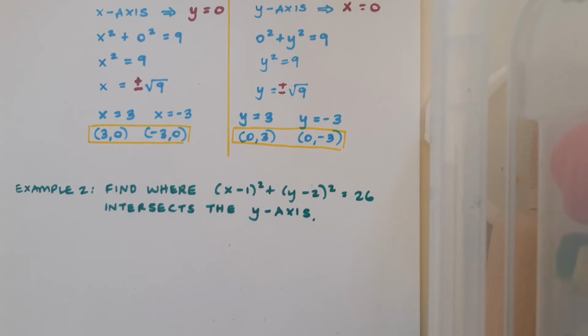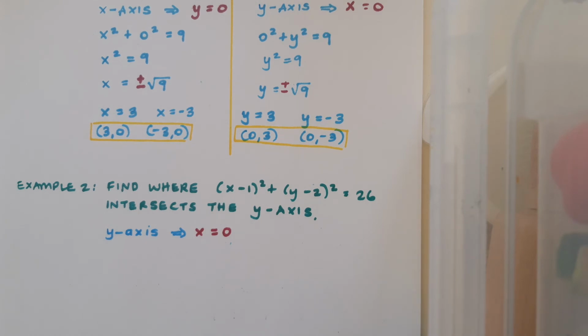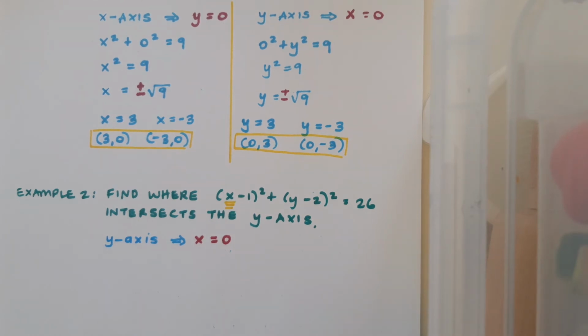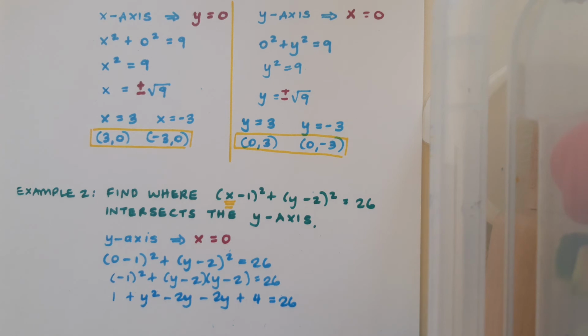Find where x minus 1 squared plus y minus 2 squared equals 26 intersects the y-axis. So don't forget, the y-axis means that I'm going to use x equals 0. And I can see that I've got an x in the first bracket. So it's just this x that I have to replace with 0. And then I just need to expand this, multiply it out and tidy it up a little bit. And as always, just take care with your multiplication. Here I end up with 1 plus y squared minus 2y minus 2y plus 4 equals 26.